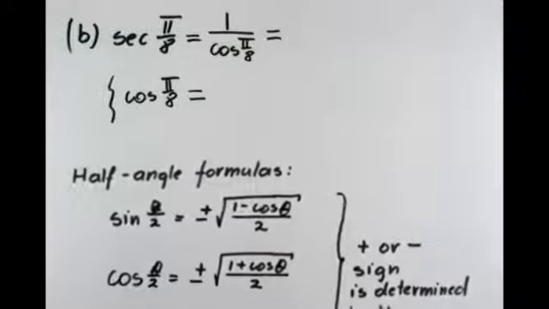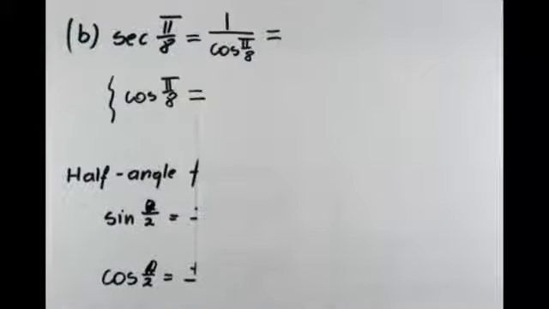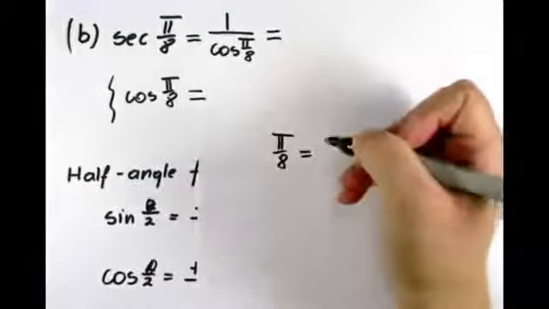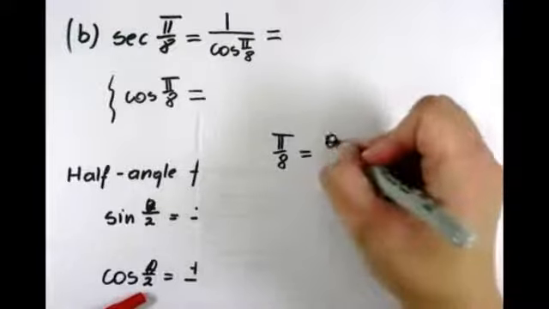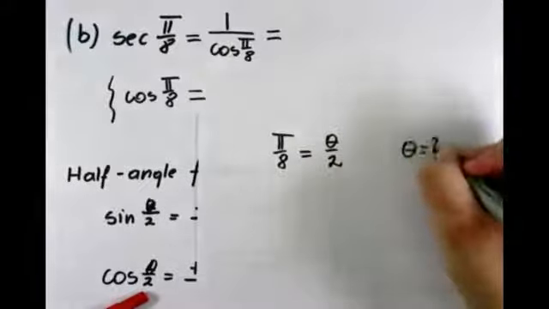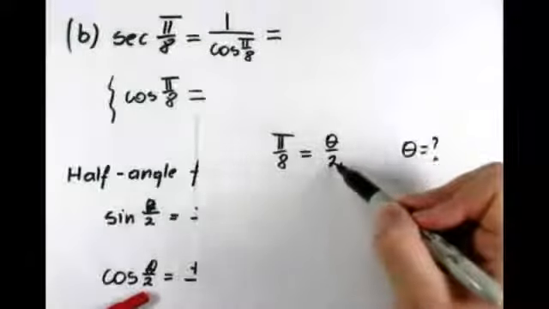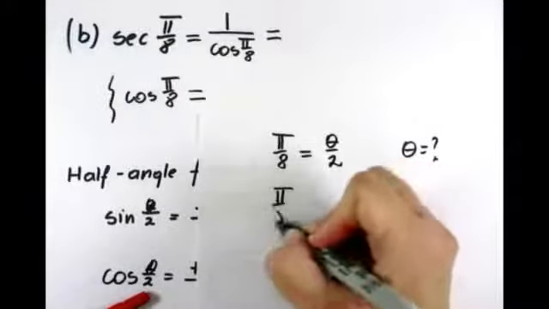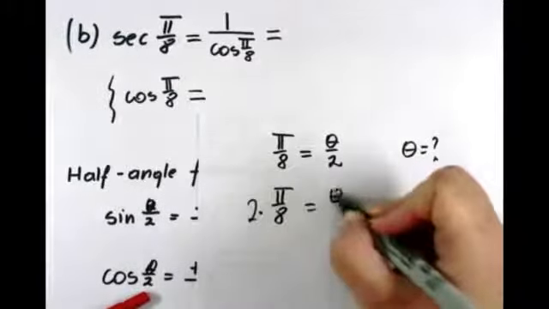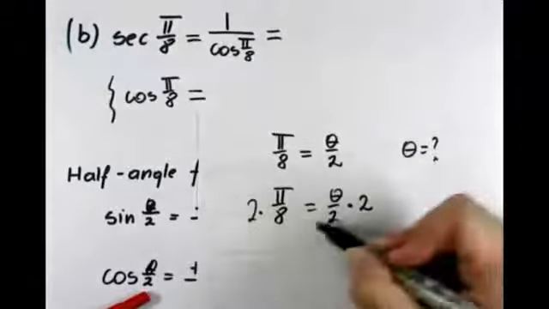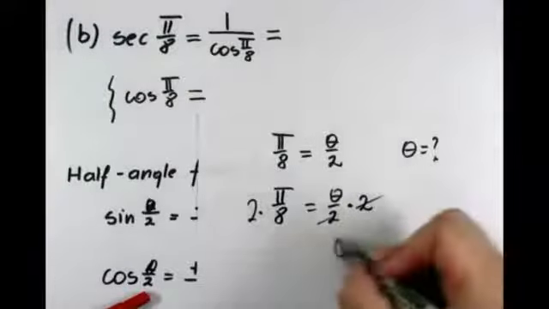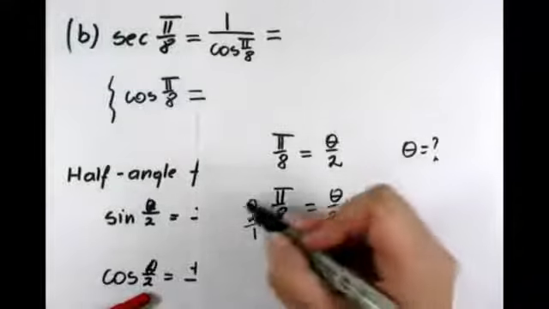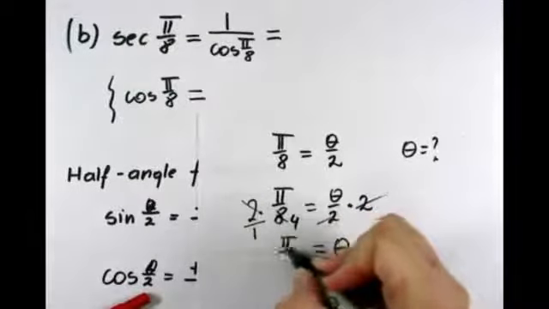So it works like this. Pi over 8 is nothing else but half angle, theta over 2. So what is theta? We can easily solve it. Multiply both sides times 2. Pi over 8 times 2 is equal to theta over 2 times 2. When I cancel out, I would have that my theta is, 2 and 8 reduces to 4, so I have pi over 4.